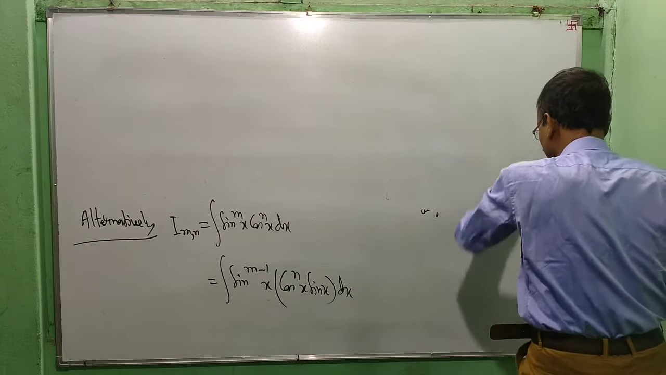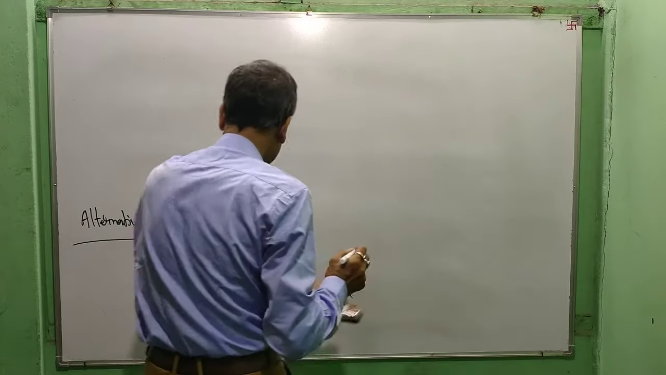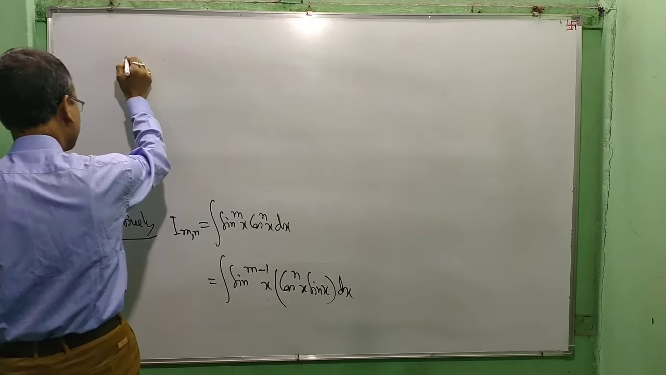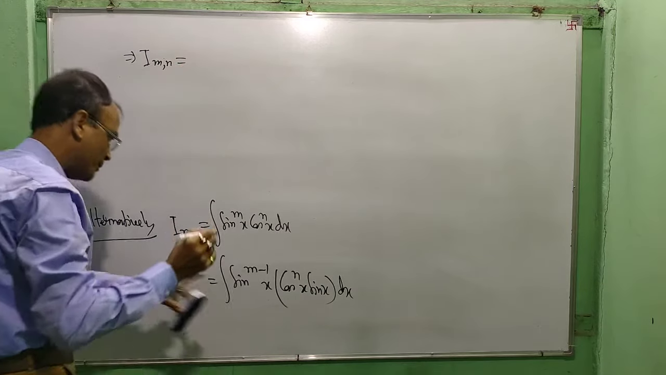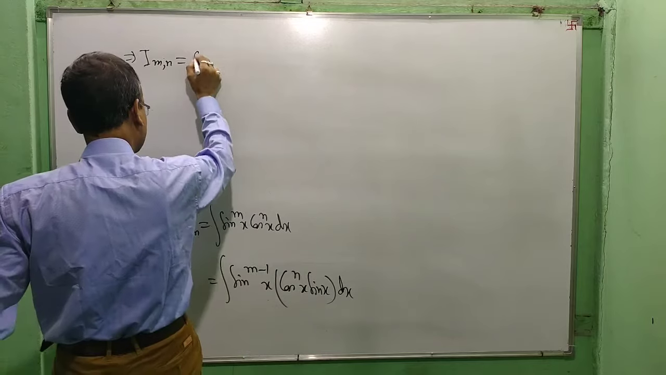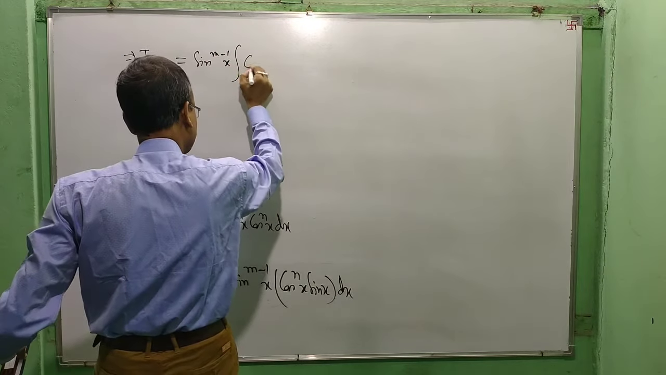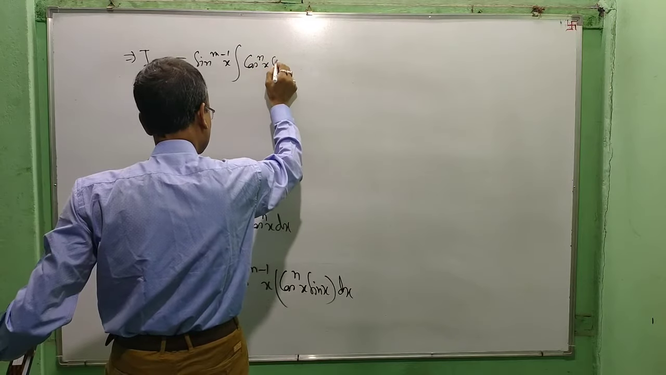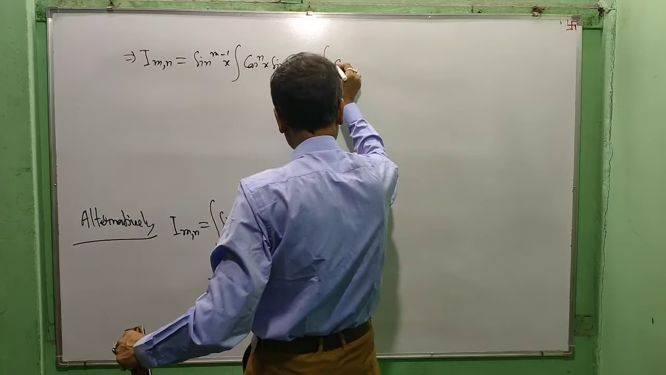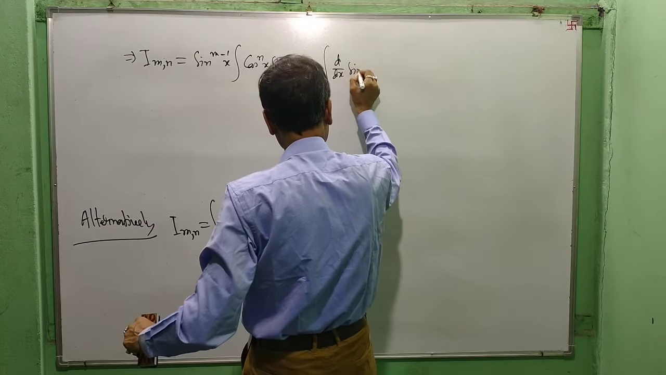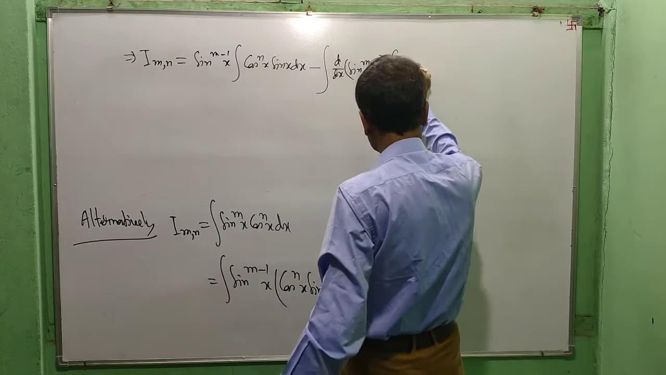That's the second one. This is equal to, I am writing here I_mn equal to the first function sin to the power (m minus 1)x into the integration of the second function, minus the differentiation of the first function into the integration of the second function.